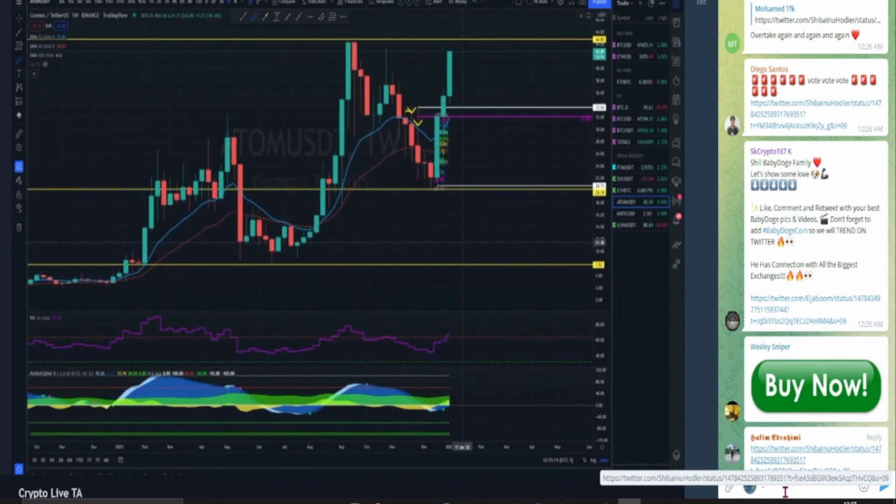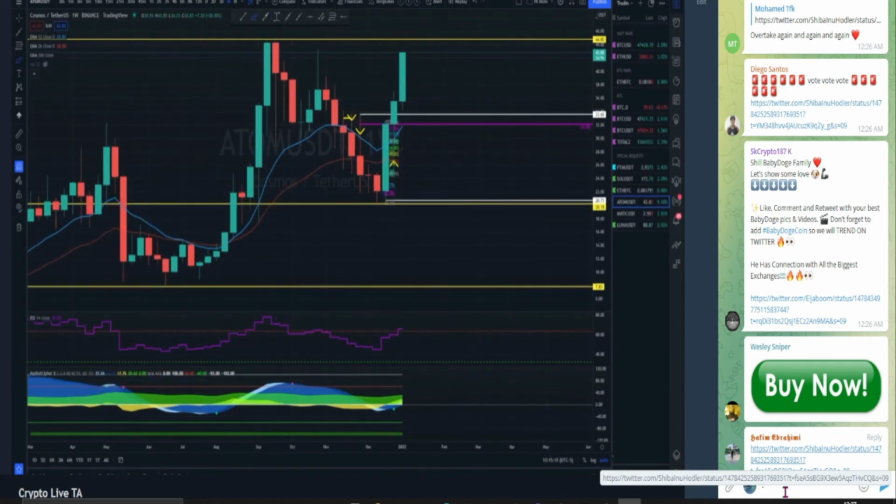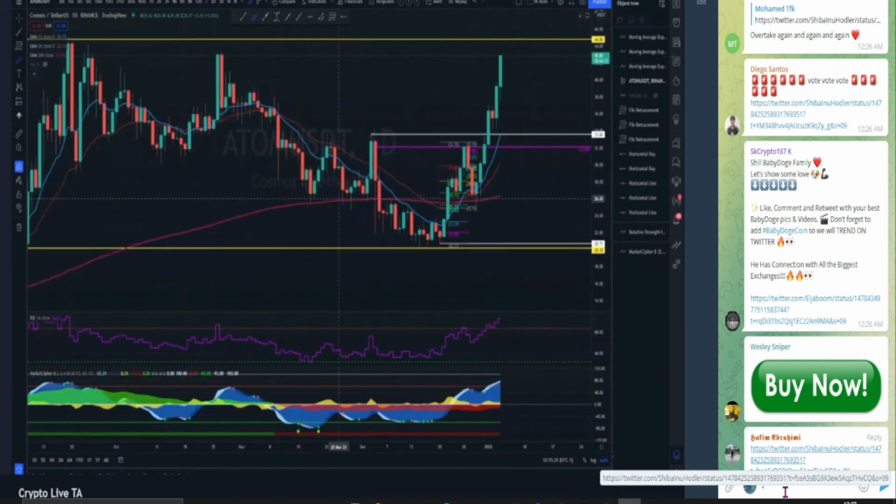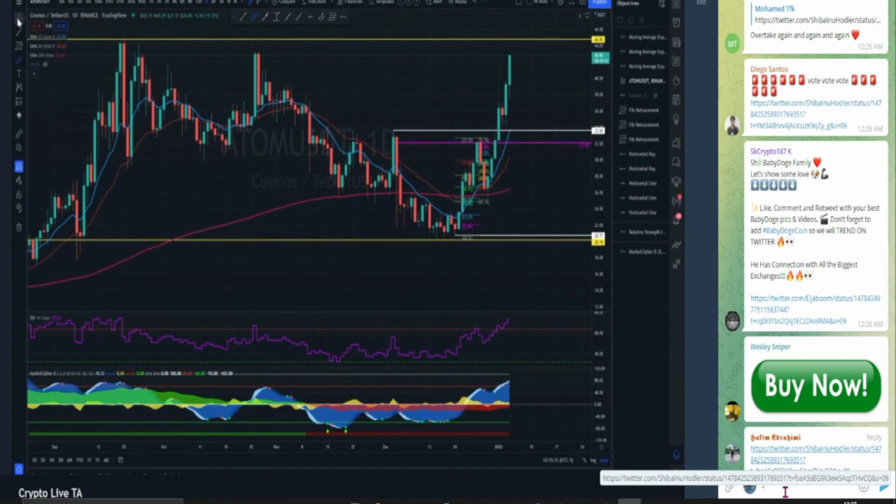Does anybody know? Is there some fundamental news behind Atom? Does anybody know what the heck's going on here? Was there an announcement or some news event? So here's our weekly levels marked in yellow, right? Let's go to our daily levels. Let's go ahead and erase all this.